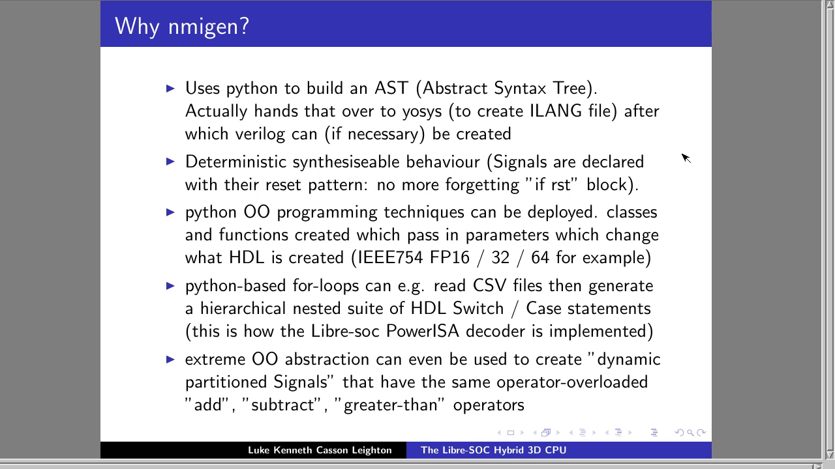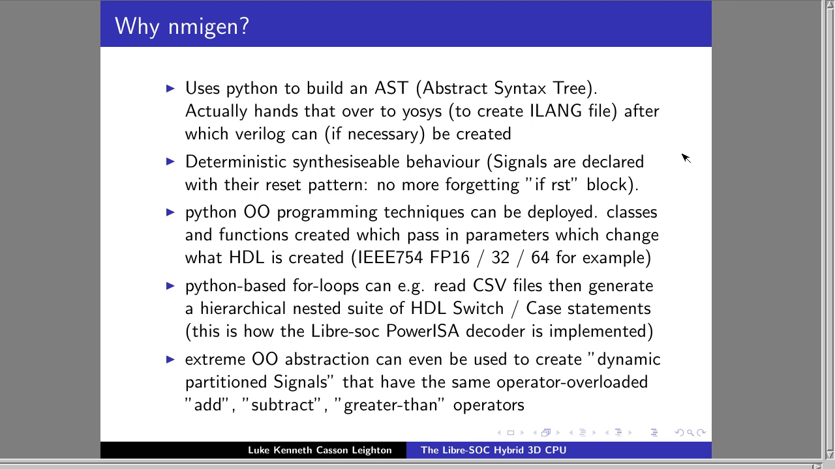We can deploy Python object-oriented programming techniques, so classes and functions can be created which pass in parameters that change what HDL is actually created. You can do exactly the same thing with VHDL and Verilog, but nowhere near the extent to which we're doing it in nMigen. You cannot do multiple inheritance in Verilog, for example. We can also do Python-based for loops, so we can read CSV files that generate a hierarchical nested suite of HDL switch statements, which is how the Libre-SOC power instruction decoder is implemented.